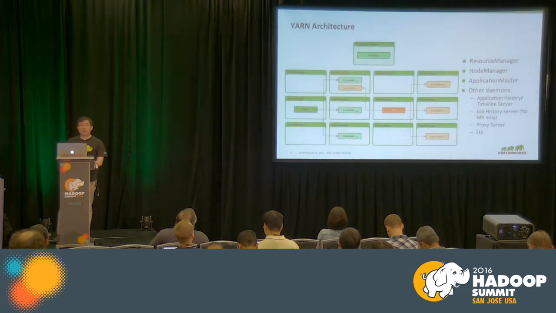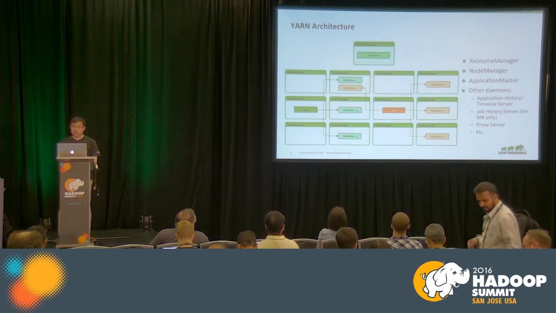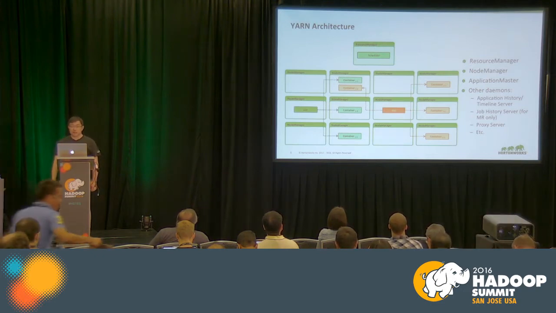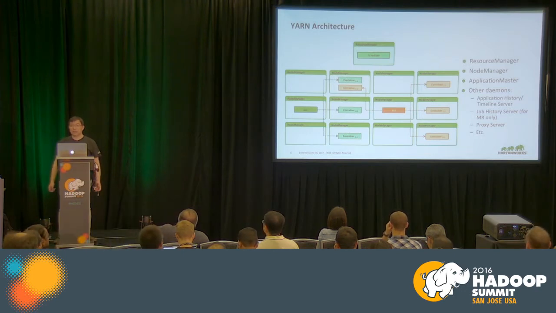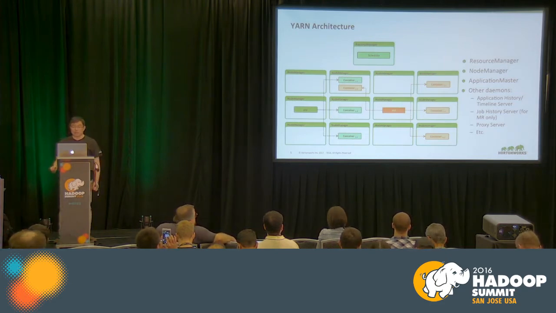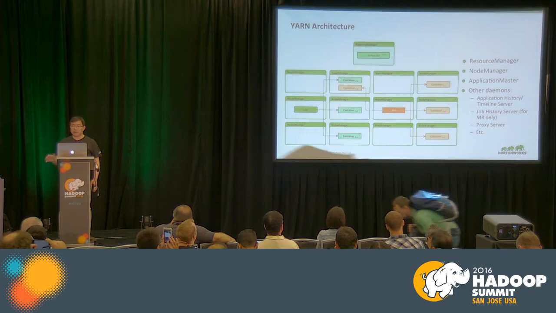Let's briefly look at the YARN architecture. I think many of you should have seen this picture before. A YARN cluster is formed of a resource manager, many node managers, and application masters. When you submit an application to YARN, the application master will be launched by the resource manager. After that, the application master will handle all the resource negotiation with the resource manager and launch containers on the node manager of each node.